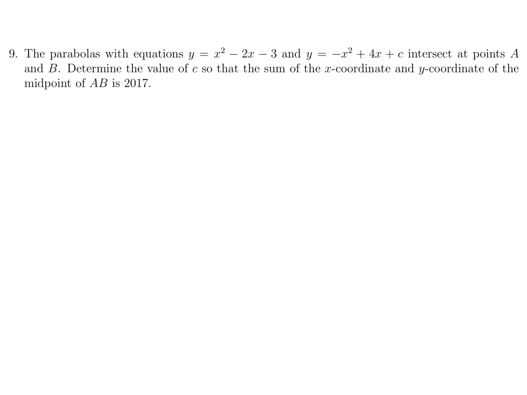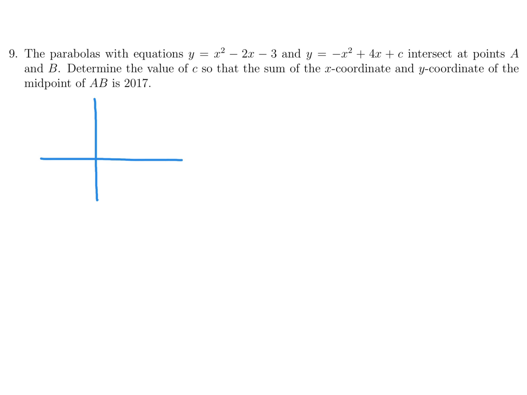The parabolas with the equations y is equal to x squared minus 2x minus 3 and y is equal to minus x squared plus 4x plus c intersect at points A and B. Determine the value of c so that the sum of the x coordinate and y coordinate of the midpoint of AB is 2017. Let's draw a diagram.